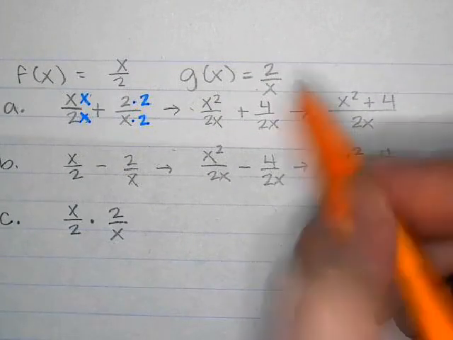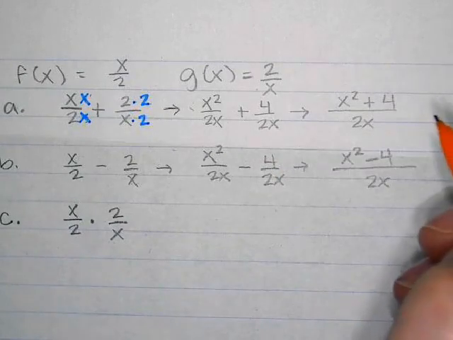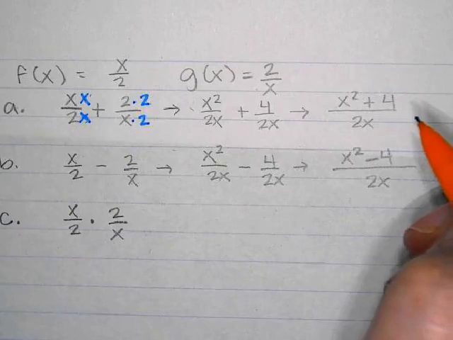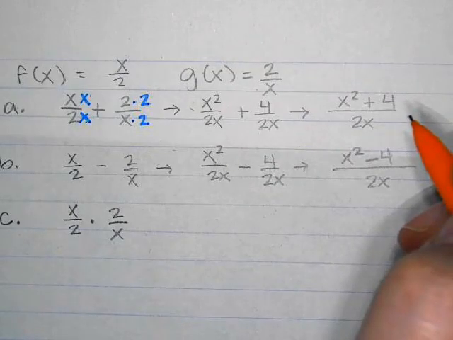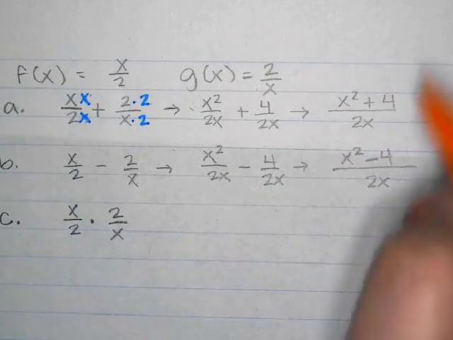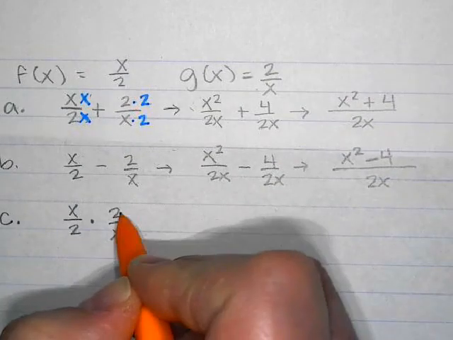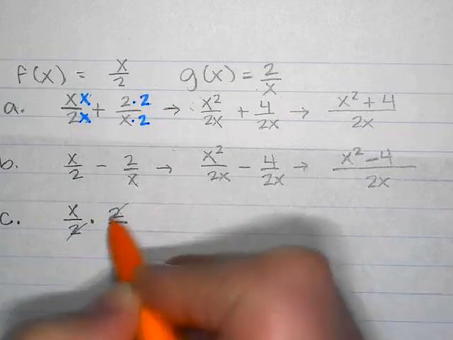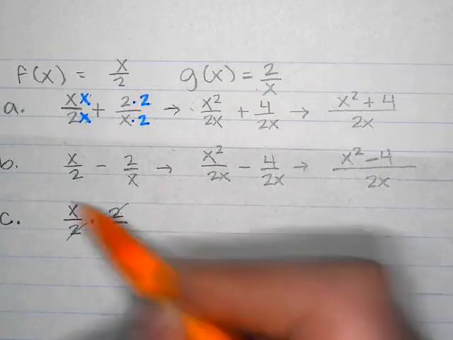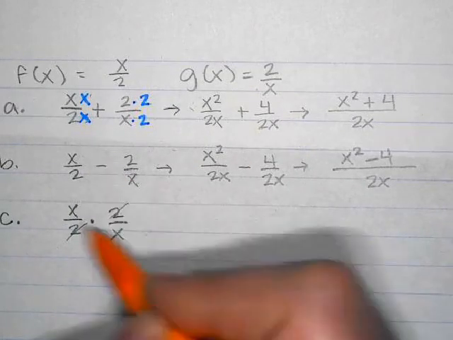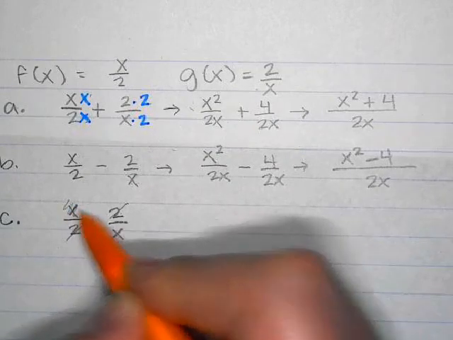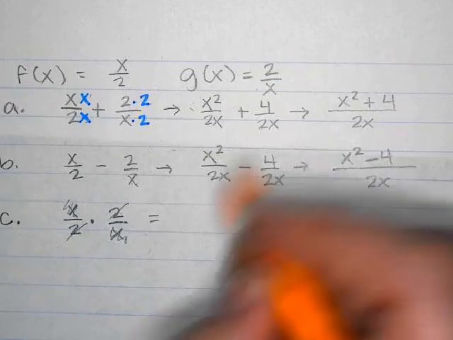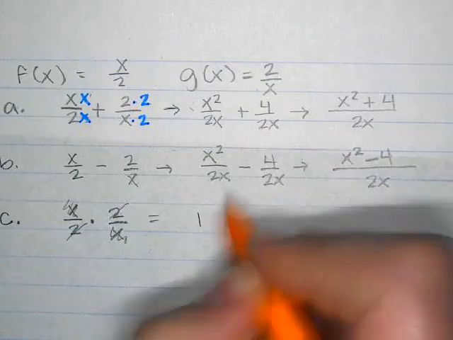What happens when you multiply these together? Divide by 2 and times 2, what happens with that? They cancel, the 2's cancel. What happens with the x's? They cancel, divide by x and multiply by x, those cancel. And when everything cancels, what do you get? You get 1. You don't get 0, you get 1. So this is just 1.